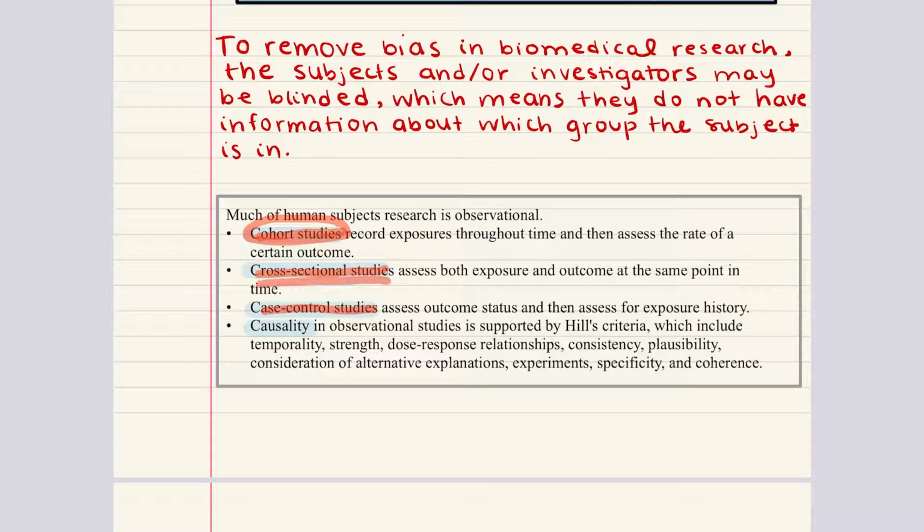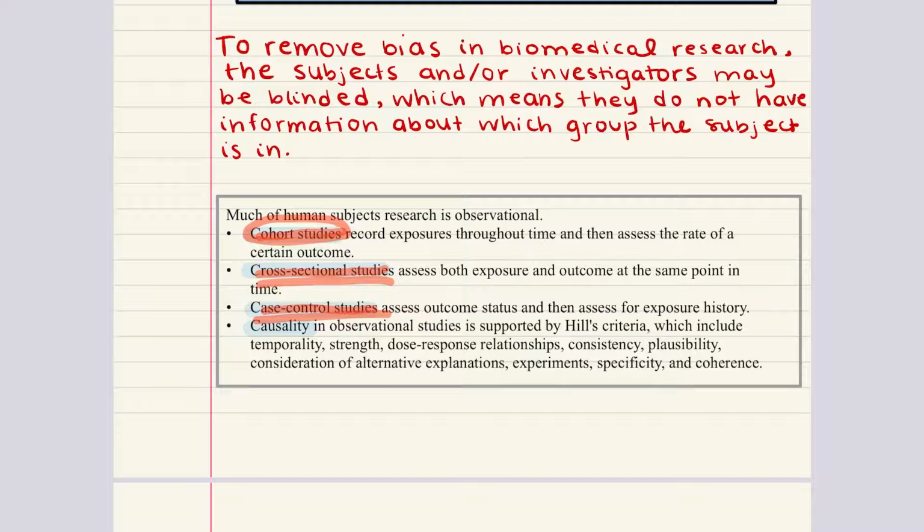A cross-sectional study, on the other hand, assesses both exposure and outcome at a single point in time. For example, a study to determine the prevalence of lung cancer in smokers and non-smokers at a given point in time would be an example of a cross-sectional study. Finally, case control studies look retrospectively at exposure history by comparing individuals with a specific outcome to those without it. For example, a study might examine past smoking habits of individuals with lung cancer compared to those without.